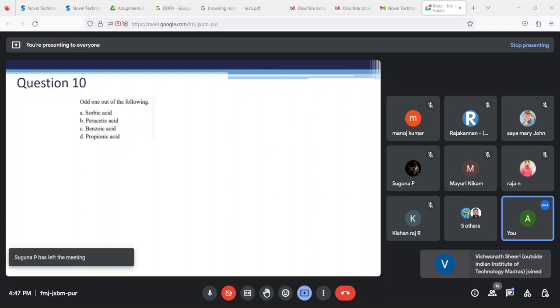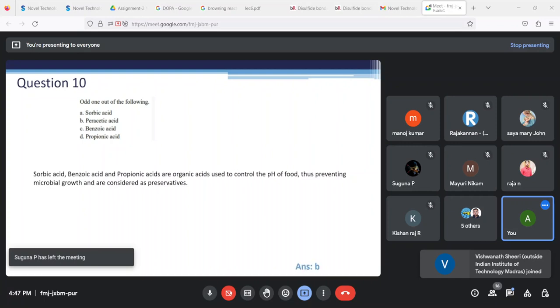So which of these are considered as preservatives by the food industries, and which is not used? Peracetic acid. Yeah, peracetic acid is not used as a preservative, whereas the rest of the organic acids are used as preservatives to control the microbial growth in foods. So the answer is option B.